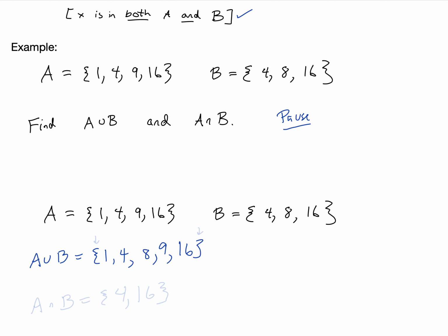It itself is a set, so we do need these braces to describe the set containing those elements. We happen to have written them in ascending order, but remember, the order of elements in a set does not matter. A intersect B, that is all elements that are in both A and in B. So 1 is in A but not in B, 4 is in both A and B, and 16 is in both A and B, and the other elements are not in the intersection. So that's A union B and A intersect B.